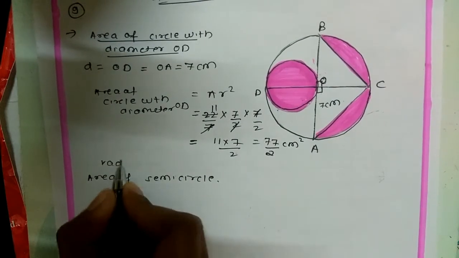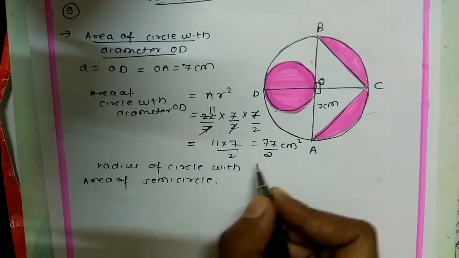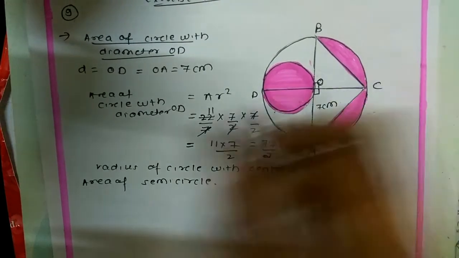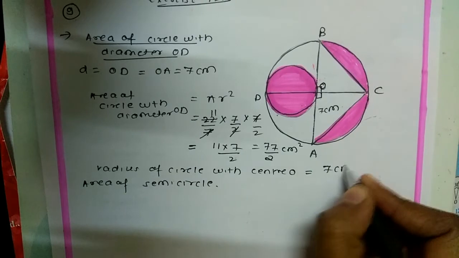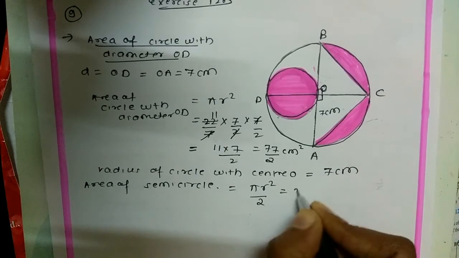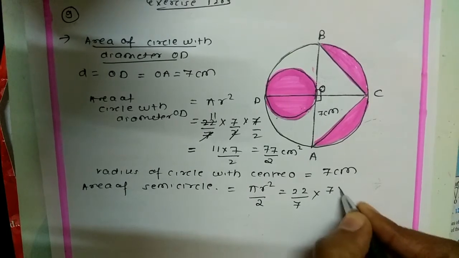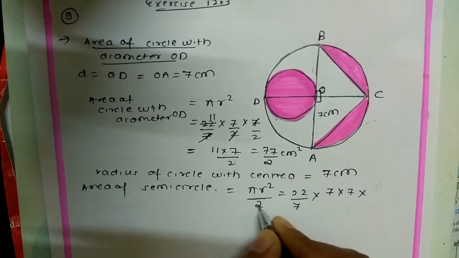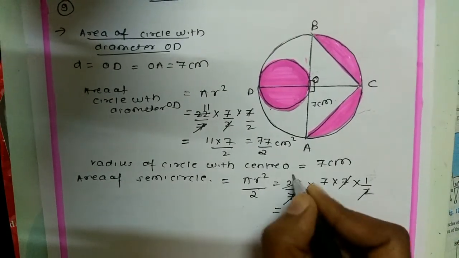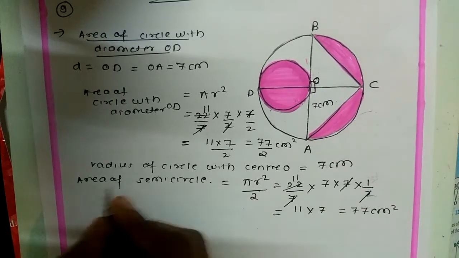Before that we'll write the radius of the big circle with center O. So the area of the circle with center O, the radius OA, is given as 7 centimeter. So area of semicircle equals pi r square divided by 2. 22 by 7 into 7 into 7, divided by 2 I will take as 1 by 2, so there will be no confusion. 7 ones are 7, 7 ones are 7, 2 ones are 2, 11s are... So 11 into 7, that we got as 77 centimeter square. This is the area of the semicircle.